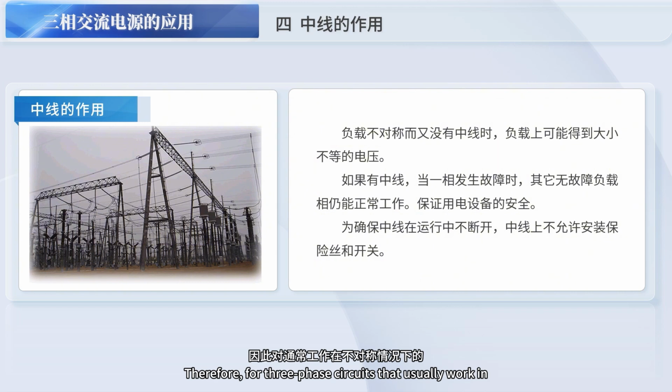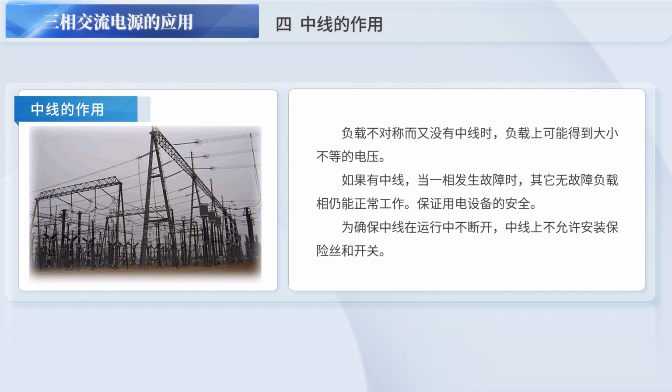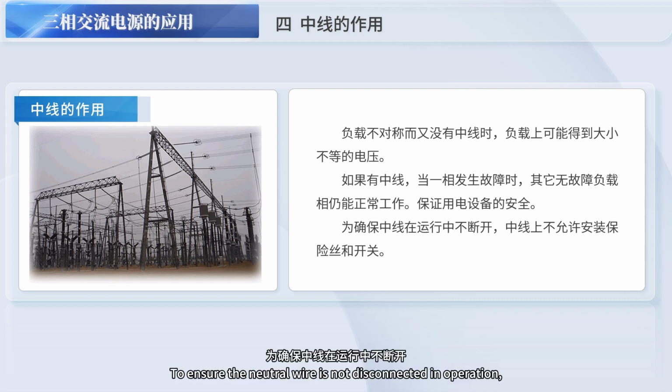Therefore, for three-phase circuits that usually work in a three-phase circuit, the neutral line must not be disconnected, and the neutral line must be reliable. To ensure the neutral wire does not break in operation, fuses and switches are not allowed on the neutral line.